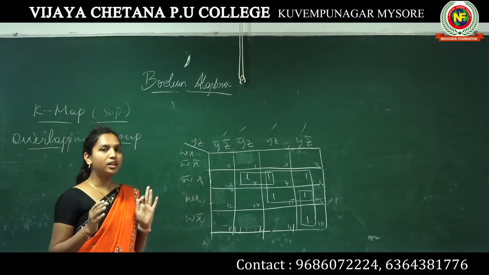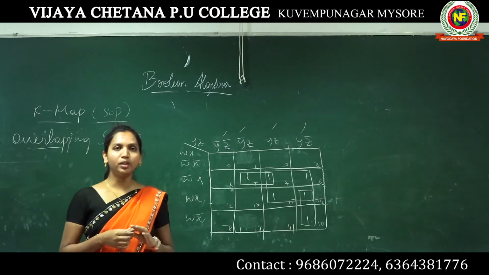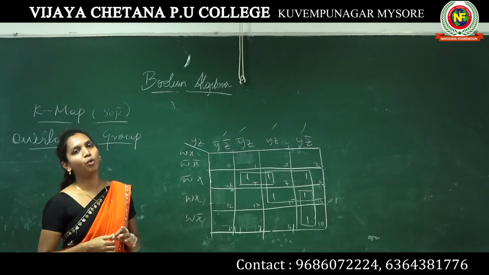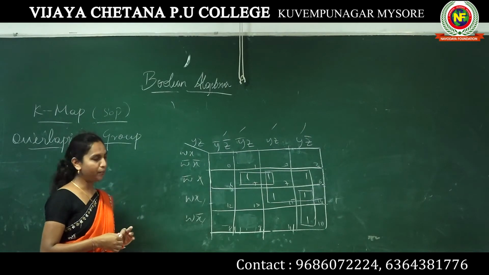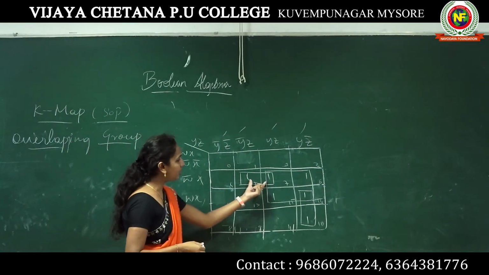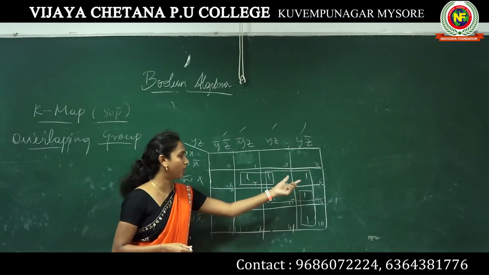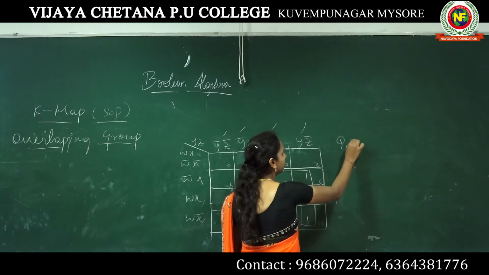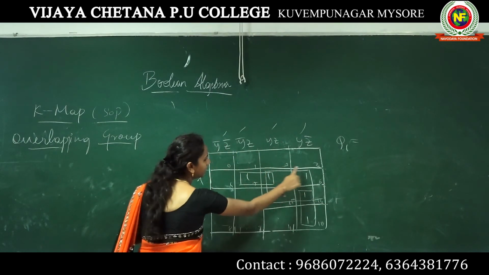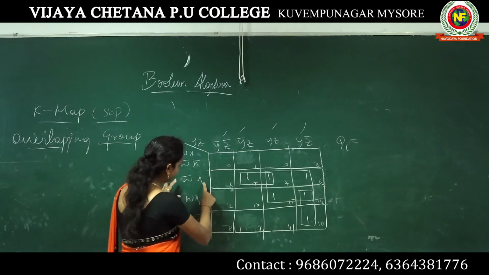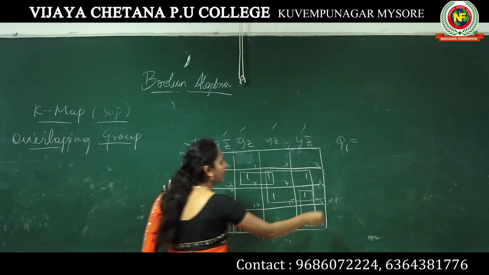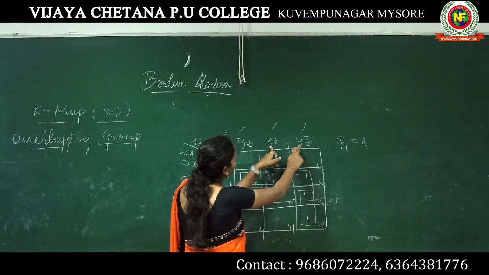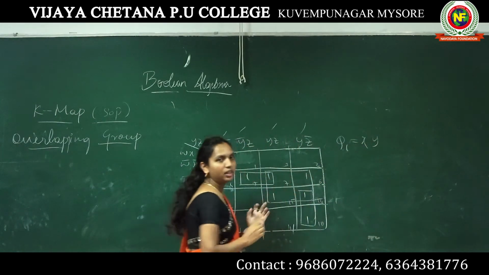Now, there is no problem with the overlapping. You can reduce this also. We'll see how to reduce this overlapping. Okay. So now, first consider this quad. We'll consider the first quad, that is Q1, and solve that. Compare these two. Which is the common? X. Again this quad horizontally, which is common? Y. So that is the result of the quad.